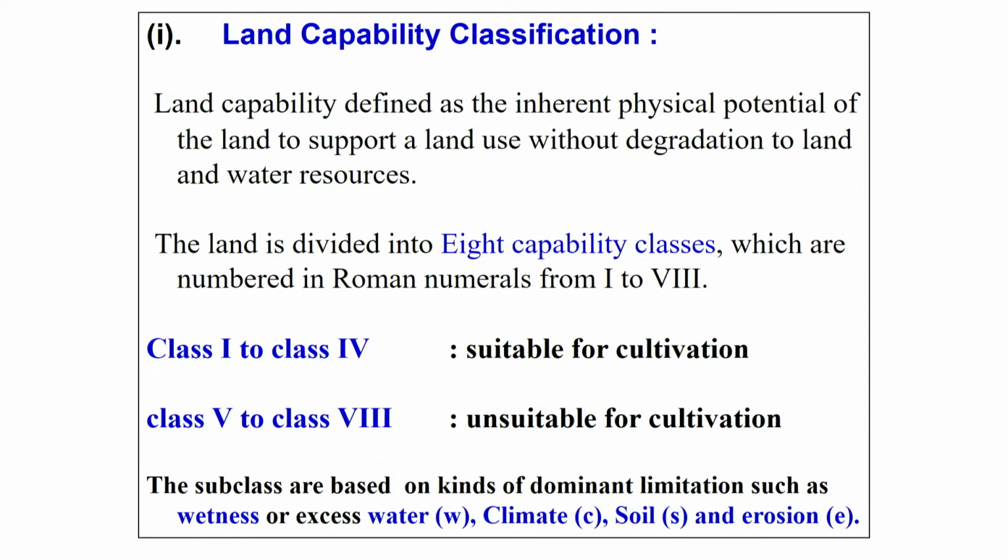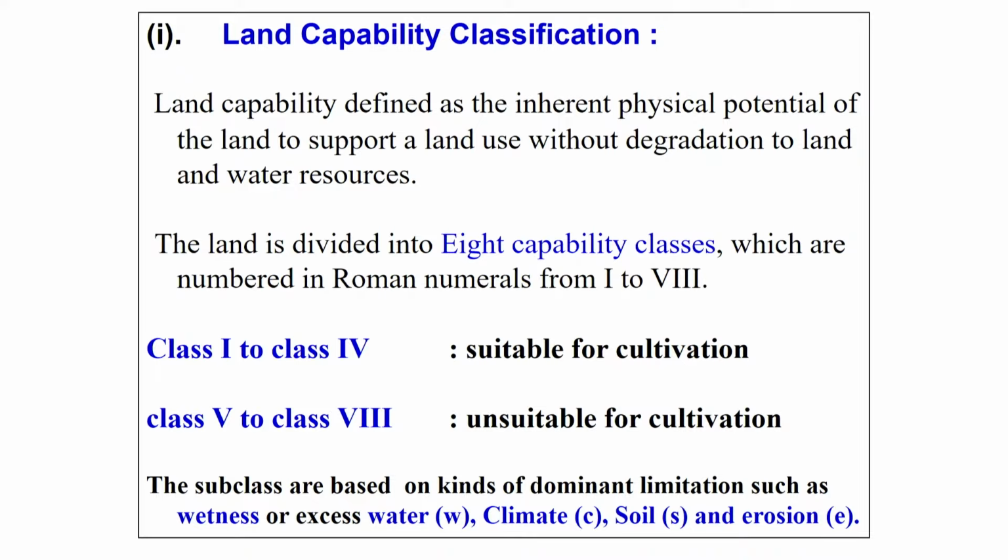If we look at the land capability classification, we generally assess the inherent physical potential of the land, and in this classification we divide the land into 8 capability classes, numbered in Roman numerals 1 to 8. If your soil comes in class 1 to class 4, then we can say this land is suitable for agriculture or cultivation. If it is classified under class 5 to class 8, then it is unsuitable for cultivation.